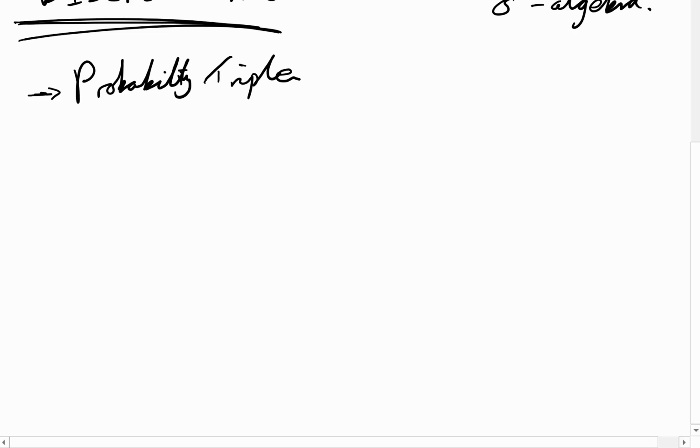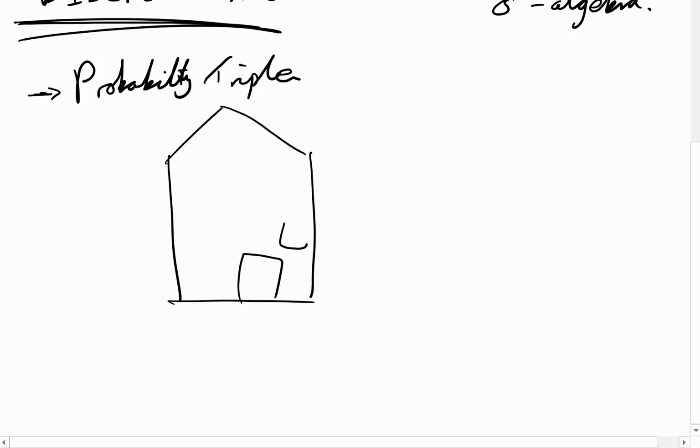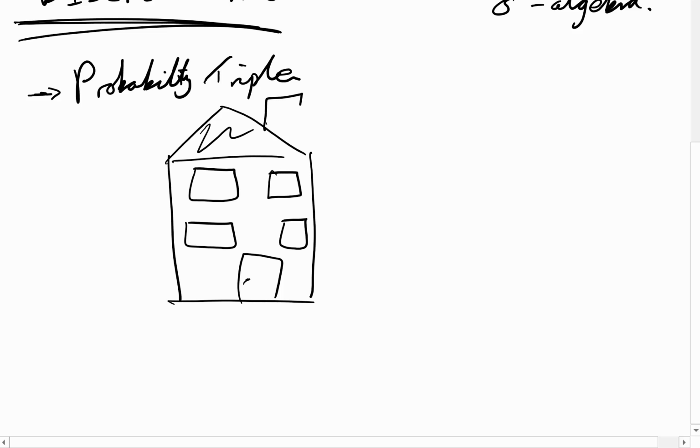Now, what I want you to imagine is that we have a house. We've got a roof going on, a little bit of a chimney. So we've got a house basically, and I want you to say, well, okay, everything that happens in this house, everything that can possibly happen within this house.